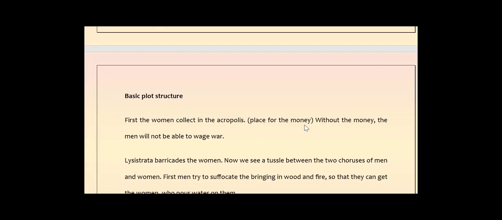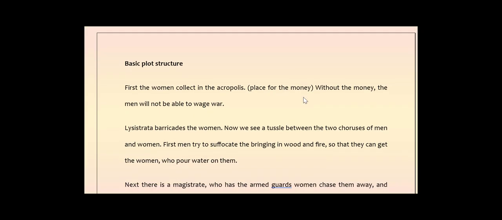So let me first tell you the basic plot structure. First, the women collect in the Acropolis. The Acropolis is the place where the money is kept. It's a public place. So women have to go from the home to the outside world, which is called the Acropolis. They go where the money is kept. Basically, they barricade that place and stop men from entering it. The assumption is that without the money, the men will not be able to wage war.